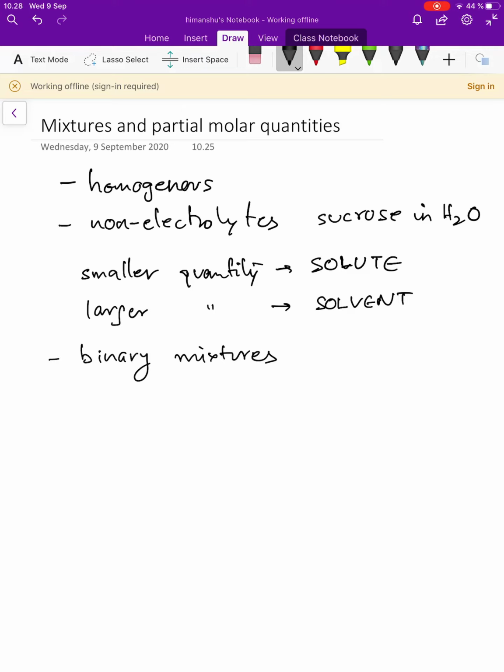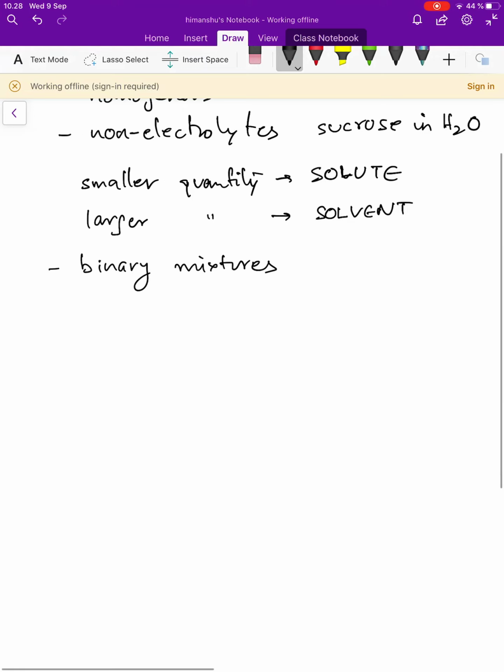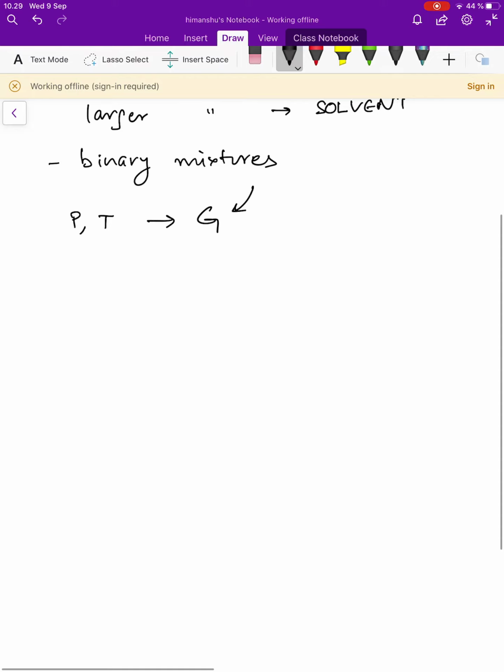Now we know from the previous videos that pressure and temperature can be used to control the Gibbs free energy. In a mixture, the chemical composition of the mixture or the individual amounts of the different species can also contribute to the Gibbs free energy. And for this we will use partial molar quantities. To understand partial molar quantities, let's take a simple example.